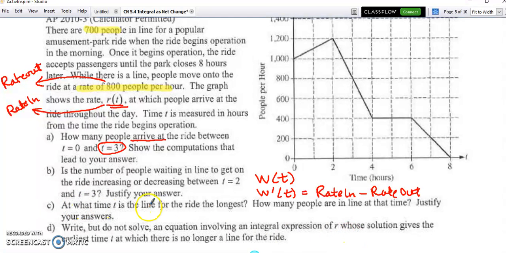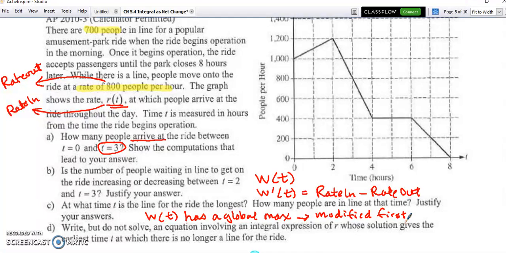And then we have, at what time t is the line for the ride the longest? So W of t is going to be how many we have waiting, and we want to know when W of t has a global max. Now, just to change it up a little bit, you certainly could still do EVT on this. But what I want you to try, let's do a modified first on this one, just to practice a different type of test that we can run for this.